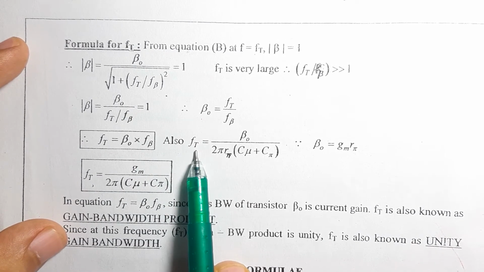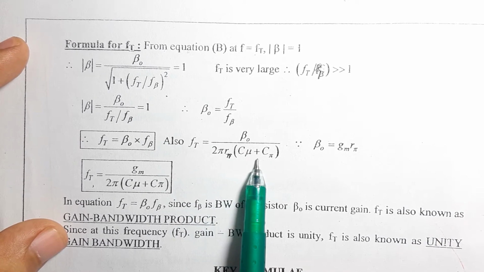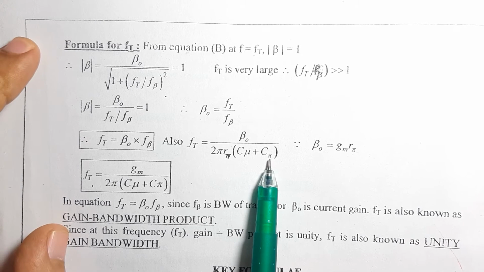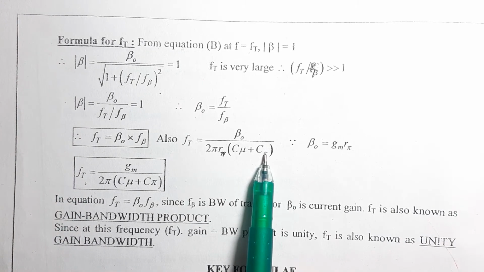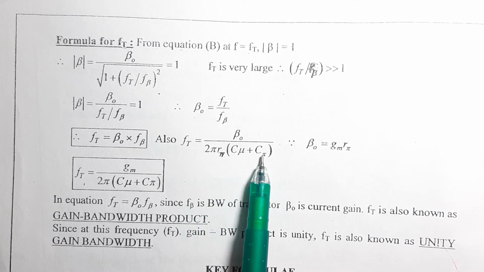Also, your Ft can be calculated as beta 0 upon 2 pi r pi into (C mu plus C pi) over here, the ones which we had discussed in developing the model for high frequency. These two capacitances, one of them is transition, one of them is diffusion.